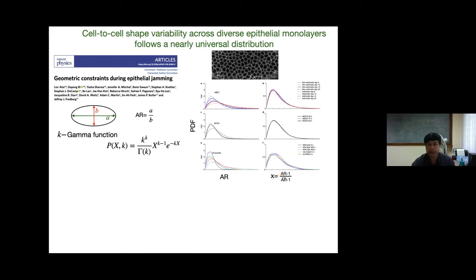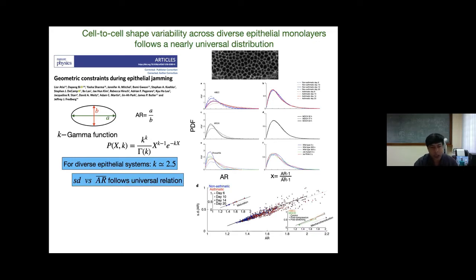So they fitted this data with the k-gamma function, which is noted here. So this has a single parameter k. And when they fit this function with the data, they find that for diverse epithelial systems, k is nearly the same. It is around 2.5, although there is a slight spread around this value. Moreover, they showed that the standard deviation versus the average aspect ratio follows a universal relation for different systems.